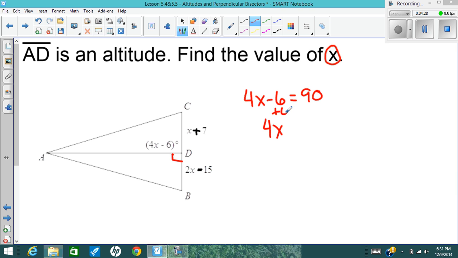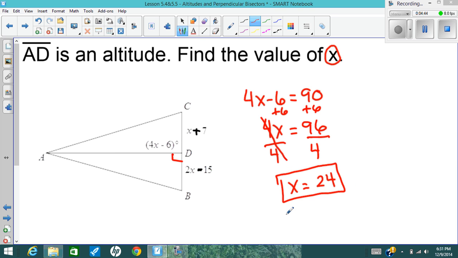We'll add 6 to both sides and divide both sides by 4. Get that X is 24. So it's important to know that these angles are both 90. In this situation, we haven't discussed what would happen here, but we could find these side lengths now that we know X. So just for the heck of it, we'll plug in 24 for X.